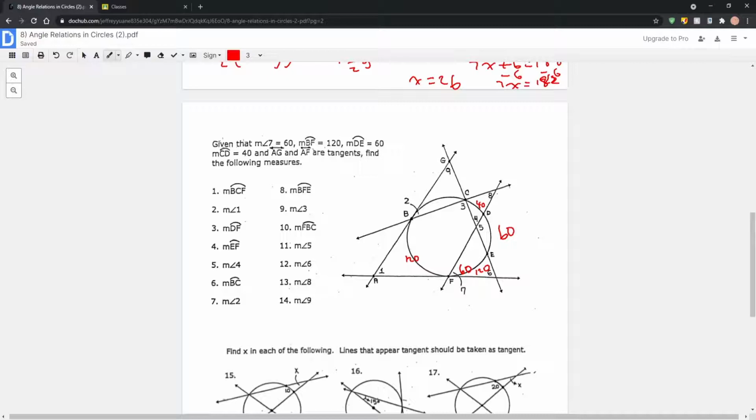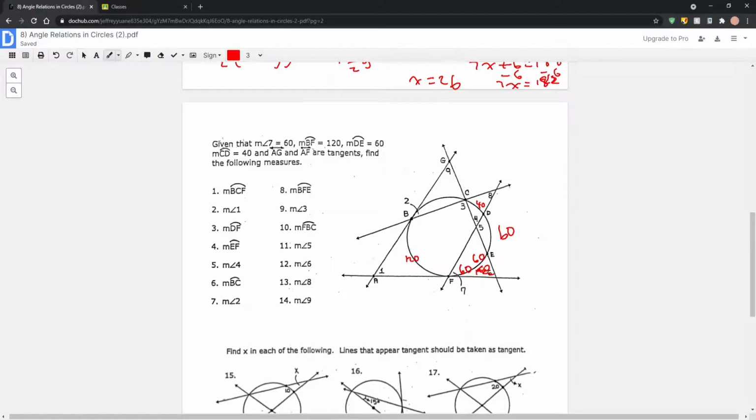Oh yeah, I almost messed up again. This is not in fact 120. If you're looking at this entire chord, it's actually talking about this entire arc. So in fact, this arc right here is also 60, because 120 minus this existing 60, then you can get that arc. So that's going to be 60.